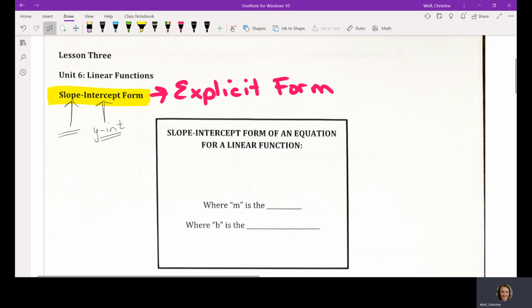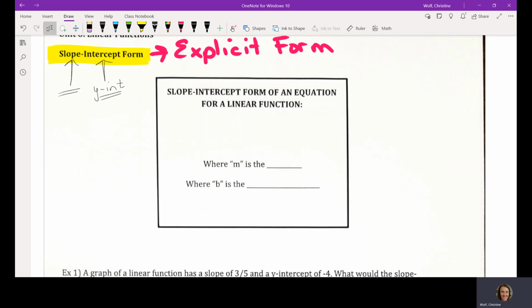Slope-intercept form of an equation looks like this. You're going to have y isolated completely on the left-hand side equaling mx plus b. So again, slope-intercept form will always be y on the left-hand side, and then on the right-hand side, you're going to have two terms.